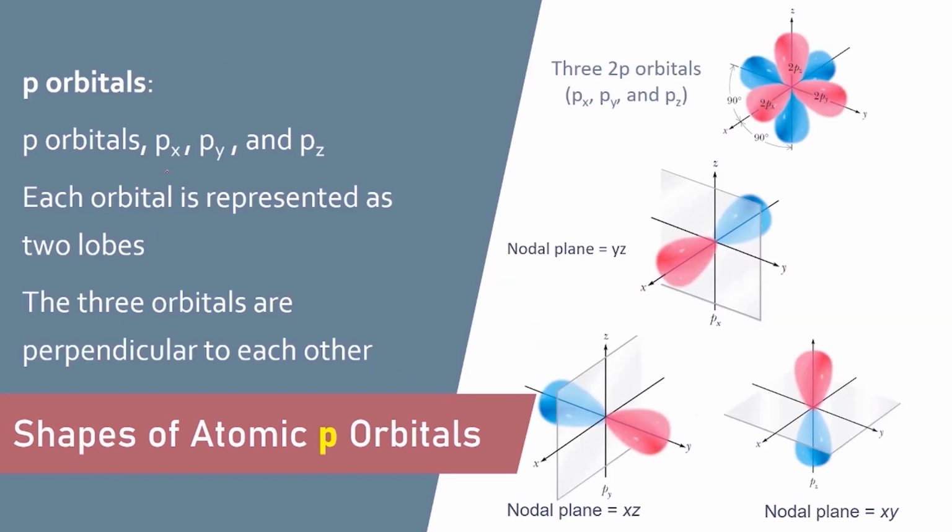Now moving to the p orbitals. We have three p orbitals, px, py, and pz. Here we can see the three-dimensional representation of the p orbitals. Each orbital is represented as two loops. The three orbitals are perpendicular to each other. The sign of the wave function is positive at one loop, negative at the other, and equal to 0 at the nucleus.